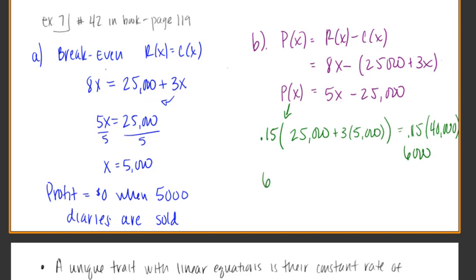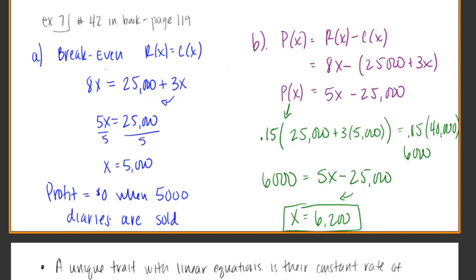So we want a profit of $6,000. What kind of sales do I need to make? So solving this out, move the 25,000 over and divide by 5. We'll get an x value of 6,200. So we need to sell 6,200 diaries in order for a 15% profit. All right, let's go on to the next topic.